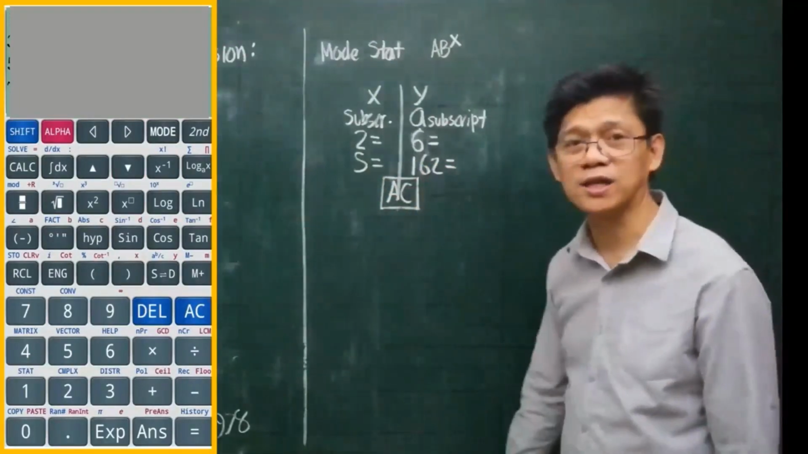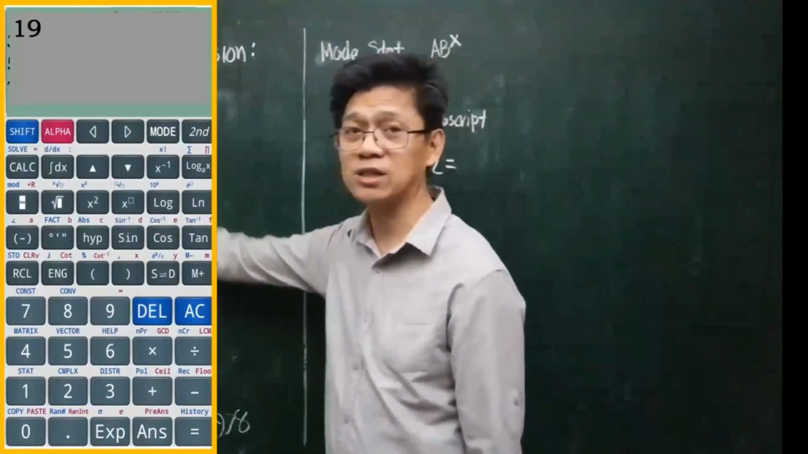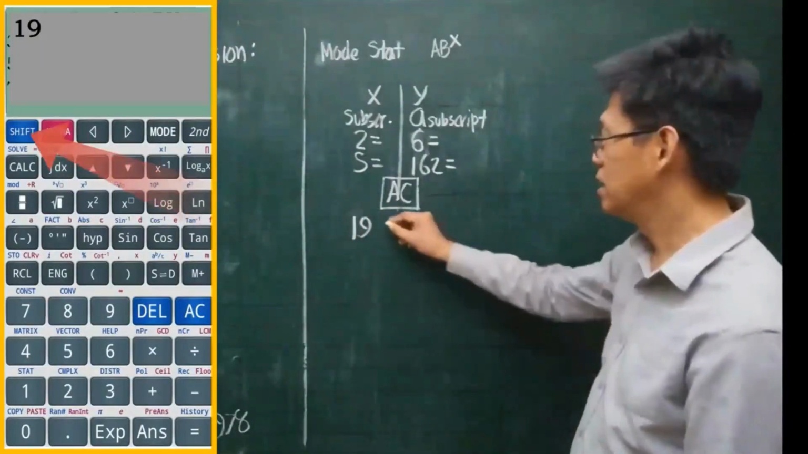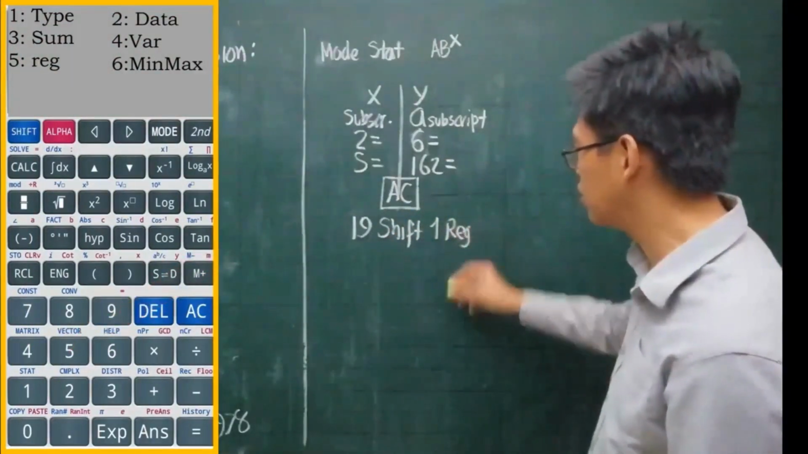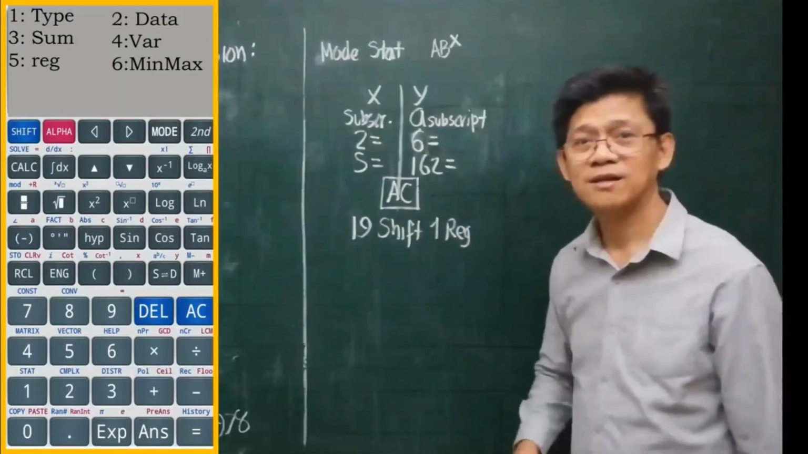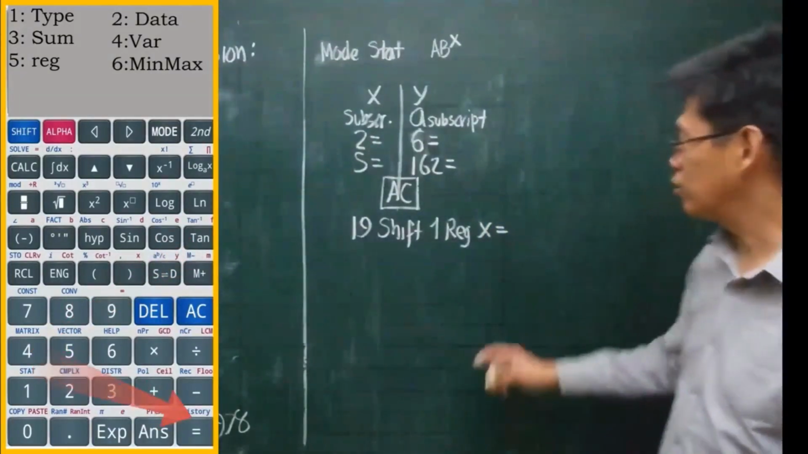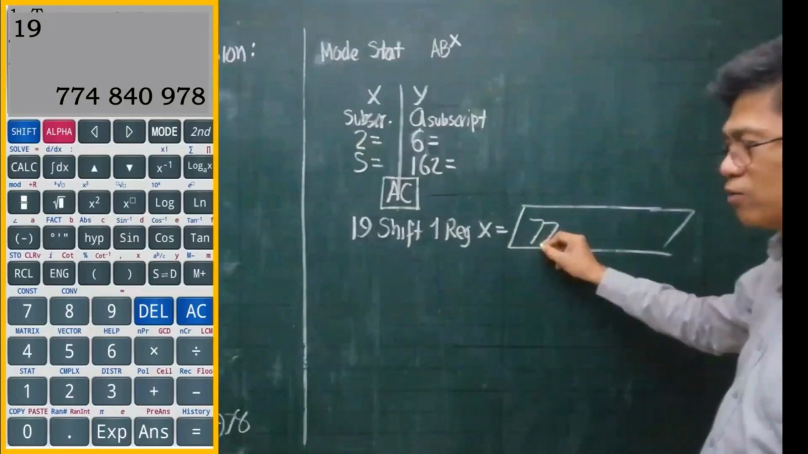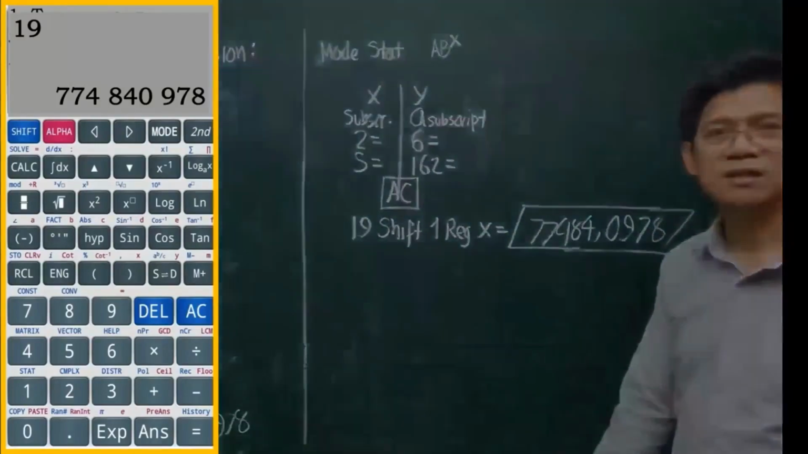So mag-click clear yung screen. Then, we want here the y for an x of 19. So press in your calculator 19, don't press the equals. Then press shift 1 regression. This is the regression activator. So what we are solving here is y. So choose the key for y, then press equals, and your calculator will display to you the answer, which is 77,484,097.8.